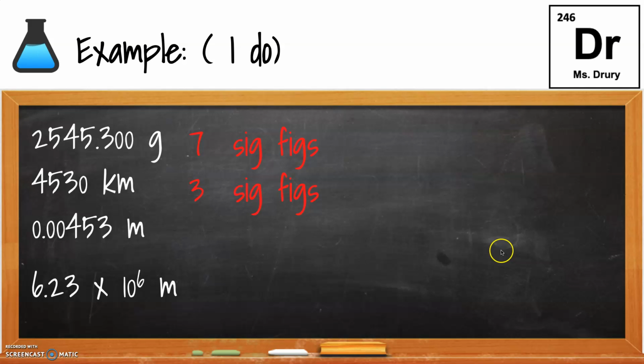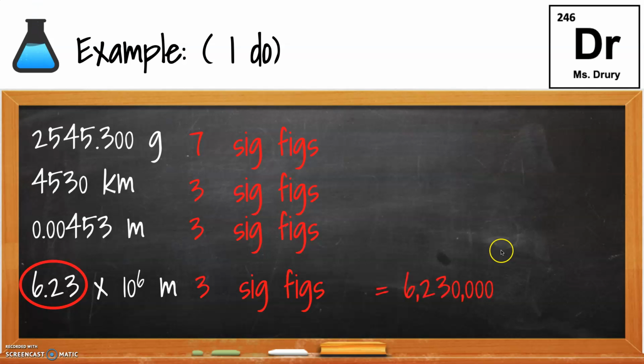In the 0.00453 meters, I think there's only 3 sig figs, because the 0 in the front could be eliminated if I change it to scientific notation or change it to something like millimeters. Also because we're starting at the whole number 4 and we're reading to the right, 453. And our last number, we're only going to look at the base number, 6.23. So that number has 3 sig figs. The times 10 to the 6 just shows us it's a very big number. It doesn't count as your sig figs. You're looking at the number before the times.